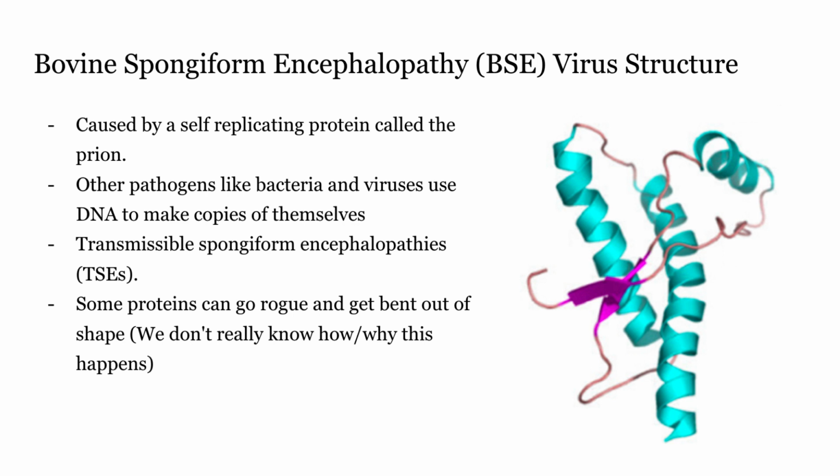All right, so about this virus structure. It is caused by a self replicating protein called the prion. Other pathogens like bacteria and viruses use DNA to make copies of themselves, but a prion is just a deformed version of a normal protein that's found in cell membranes. BSE belongs to a family of diseases known as the transmissible spongiform encephalopathies (TSEs).